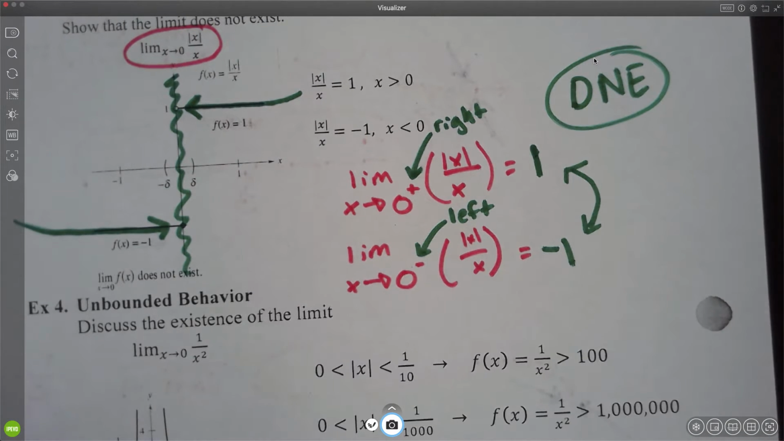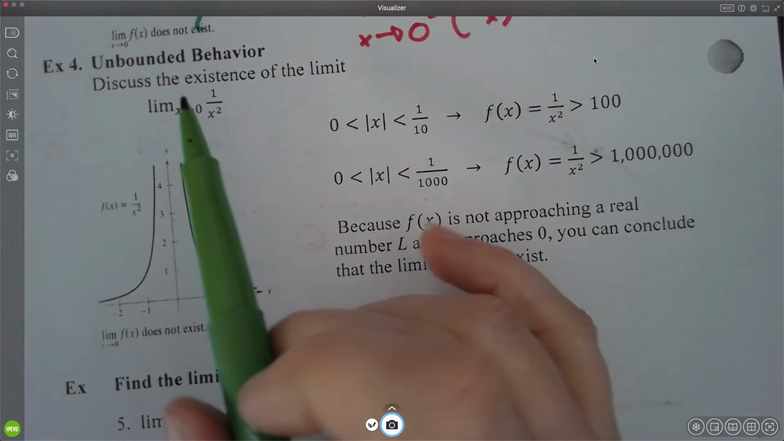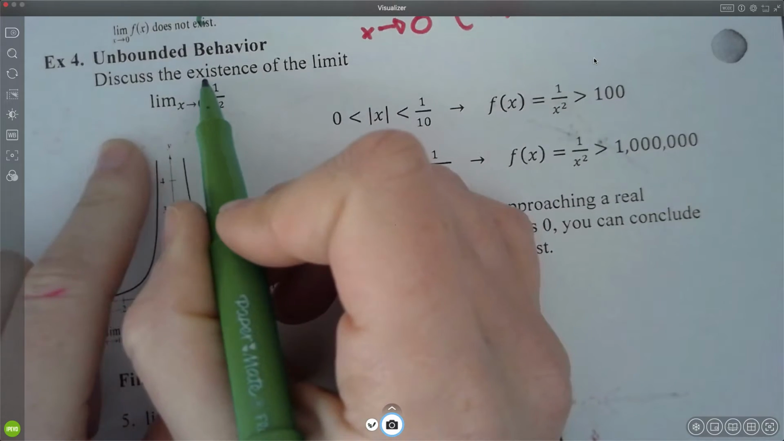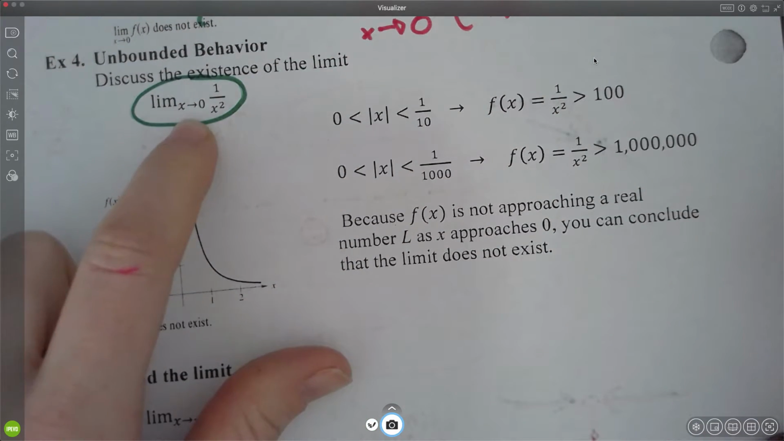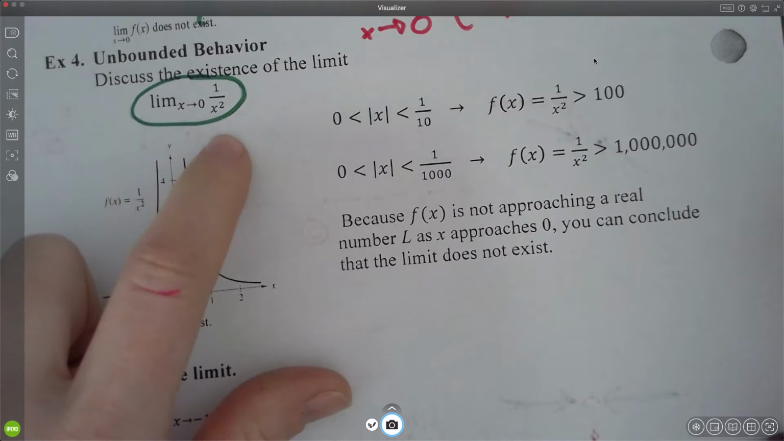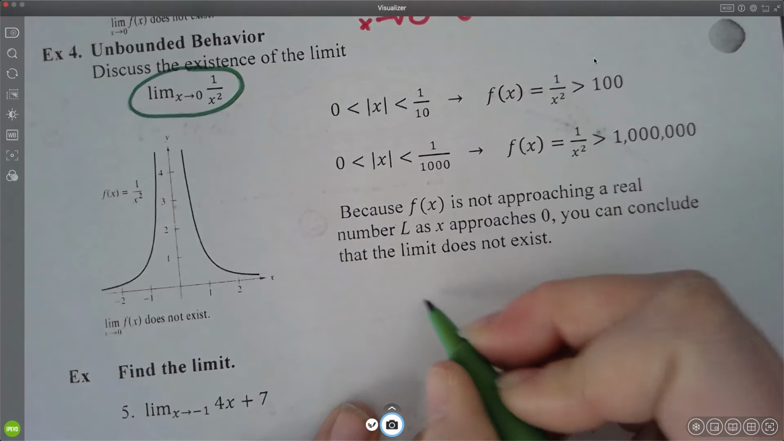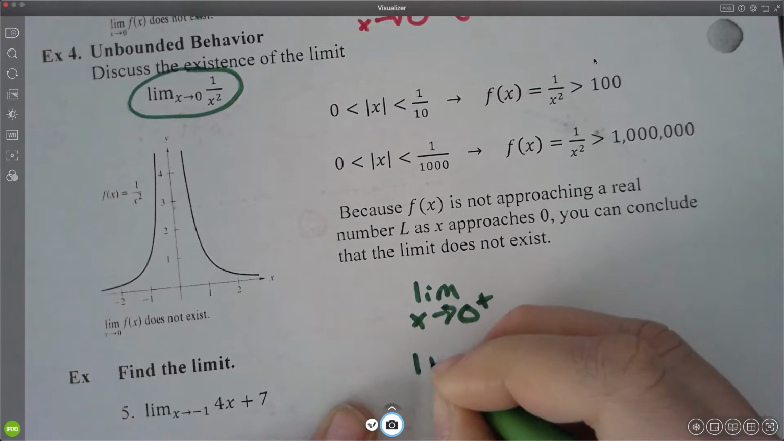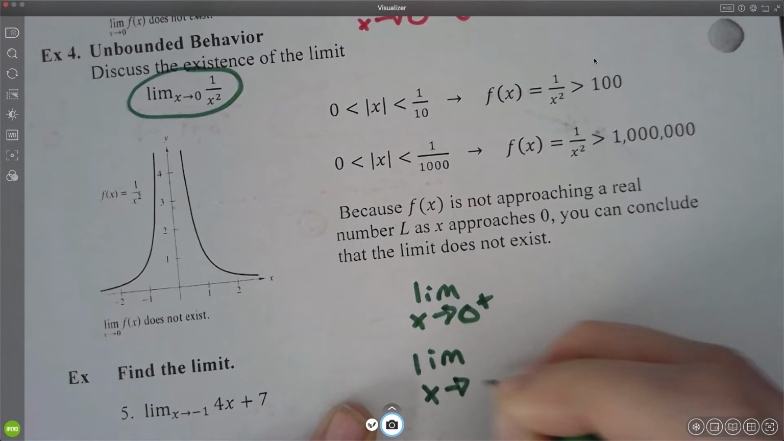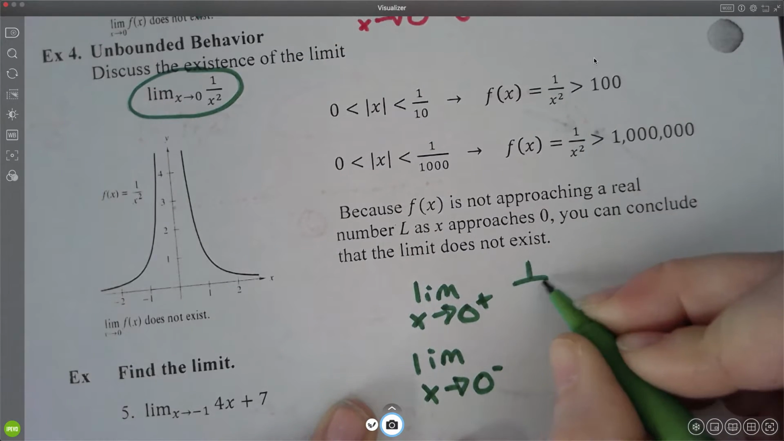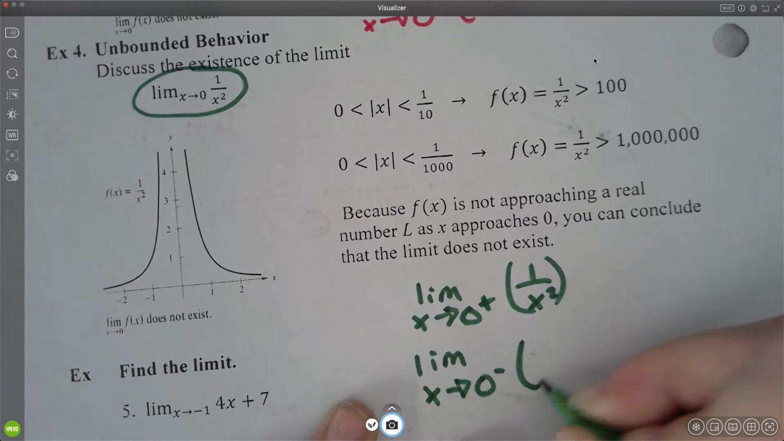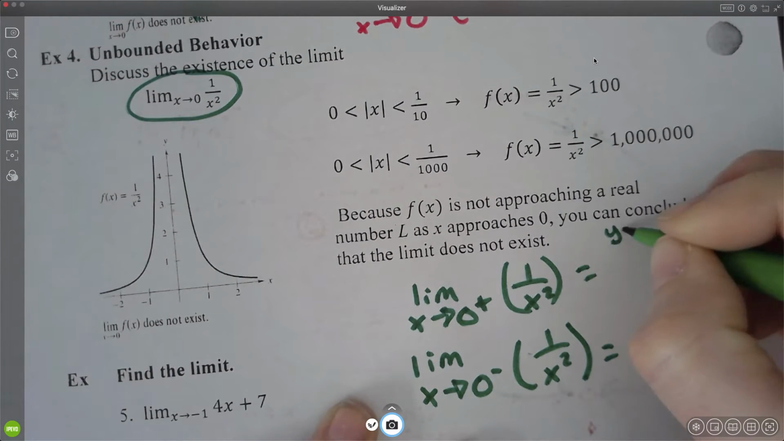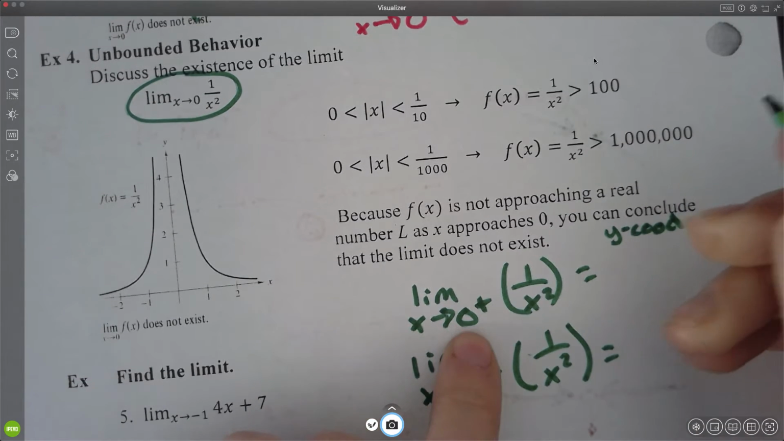Okay, and then there's another one here. We'll do a left and a right side here. So they're asking for the limit as x goes to 0 of 1 over x squared. I'm going to do the limit as x goes to 0 from the right, and we'll look at the limit as x goes to 0 from the left. So 1 over x squared, that's our function here, and we're trying to figure out the y coordinate as we're coming in on the right side and as we're coming in on the left side.